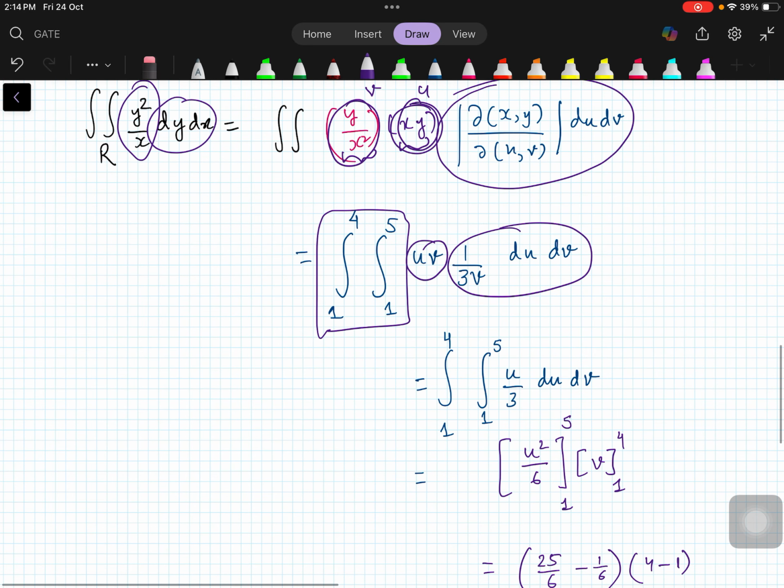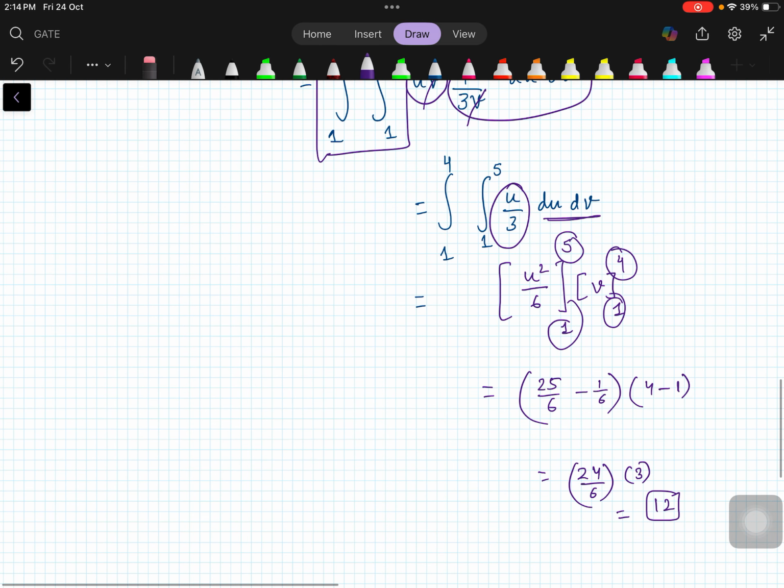So this v cancels, and you have u upon 3 du dv. You can straightforwardly integrate, so you get u square by 6 from 1 to 5, then v from 1 to 4. You simply put the values and you get 12. So this is your answer. The answer to this particular problem is 12, right?